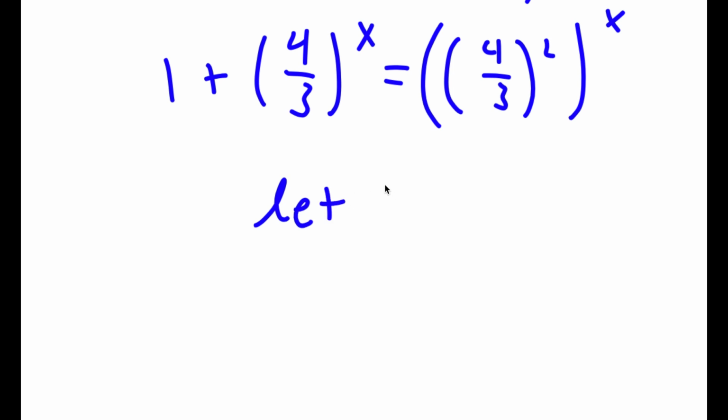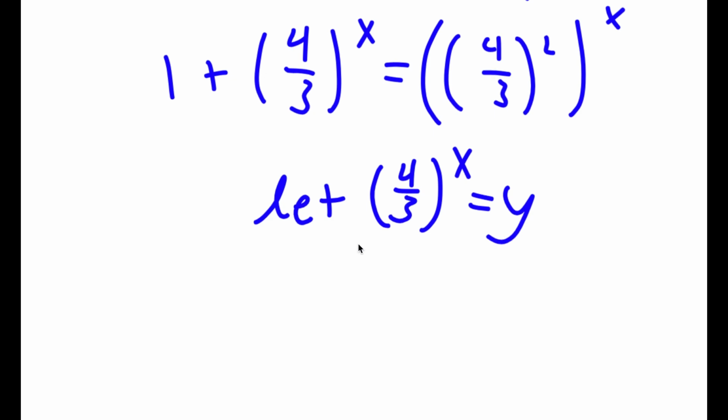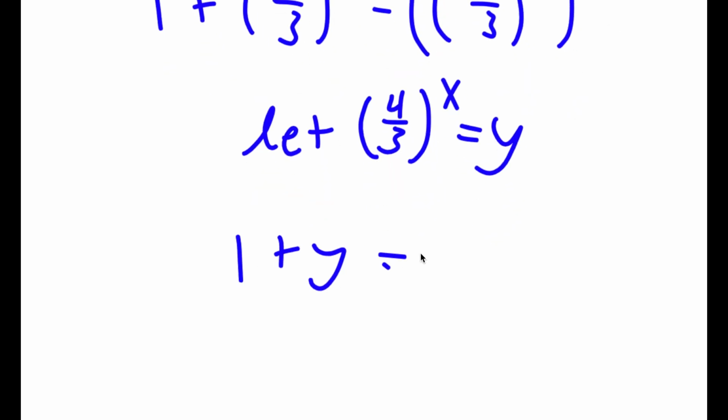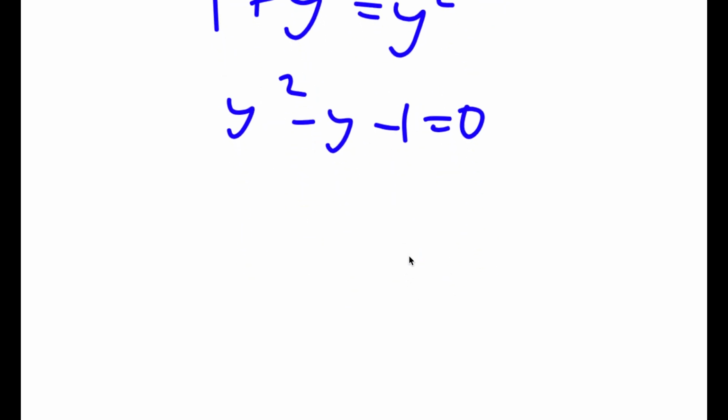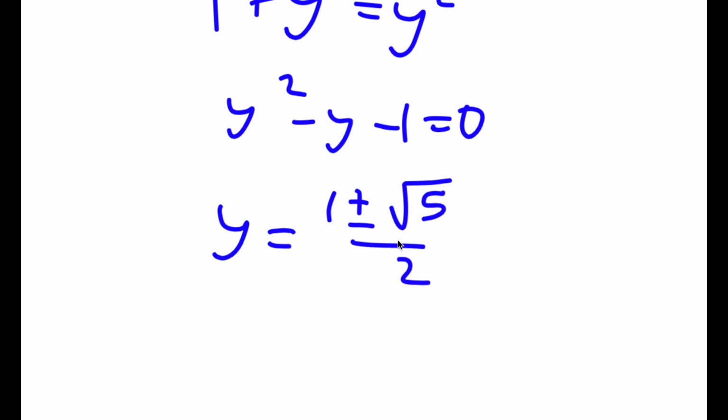And if I let 4 over 3 to the power of x equal to the variable y, I get 1 plus y is equal to y squared. This is the same thing as y squared minus y minus 1 is equal to 0. Now, by using the quadratic formula, I'm not going to do it now, but you should get that y is equal to 1 plus or minus the square root of 5 over 2.